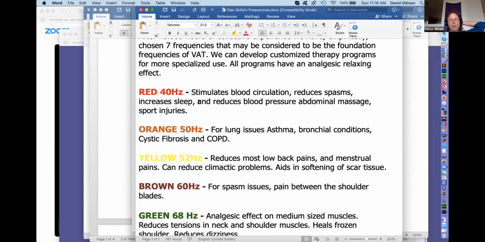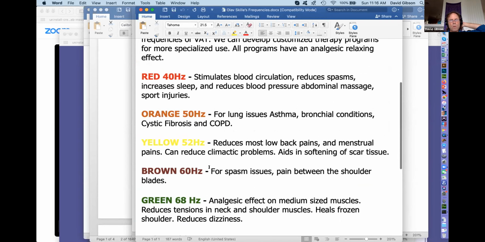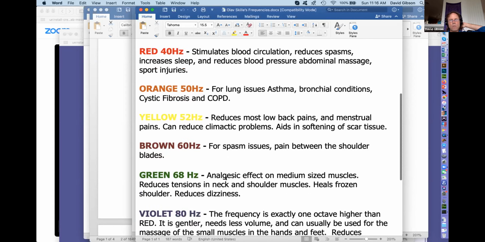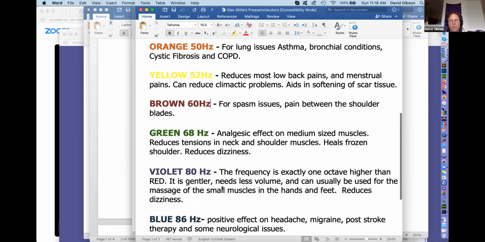Spasms, 40 hertz. Abdominal massage, sports injuries, 40 hertz. Spasm issues, pain between the shoulder blades, 60 hertz. Frozen shoulder, 68 hertz. Right? You can just go on the web and do a search for an online frequency or tone generator, online signal generator, and just put in these frequencies and use them.